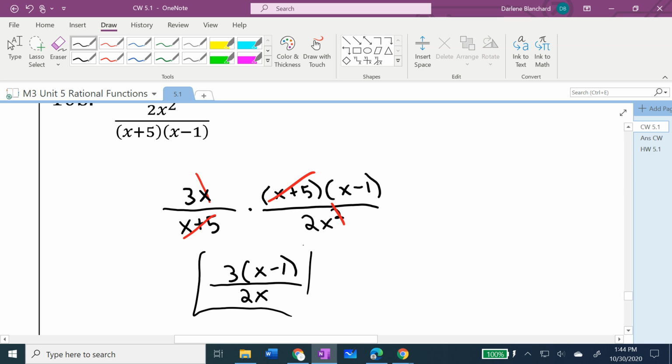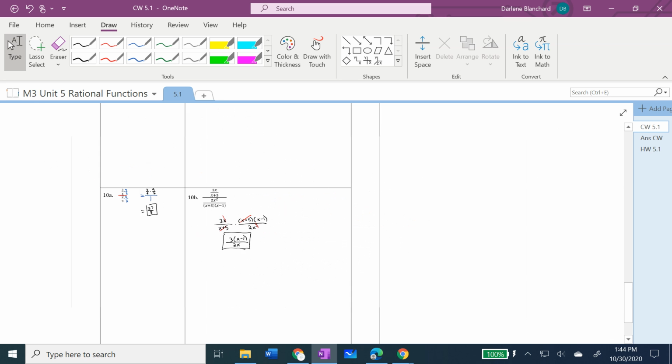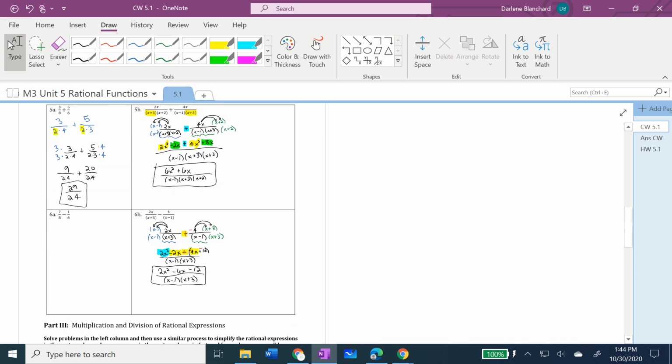And you can leave it in this format. You do not have to distribute the 3 through if you don't want to. So either factored or expanded for the numerator and denominator individually. Wow, I got through them all. I can't believe it. I did. I got through them all.